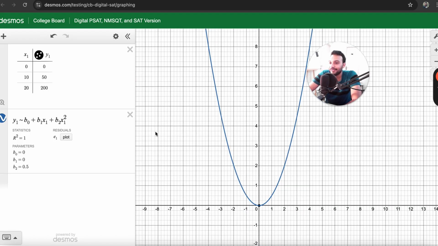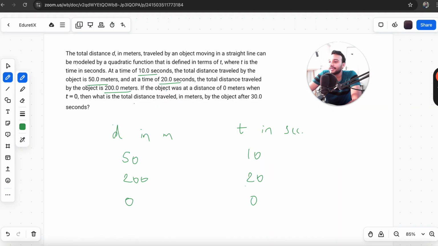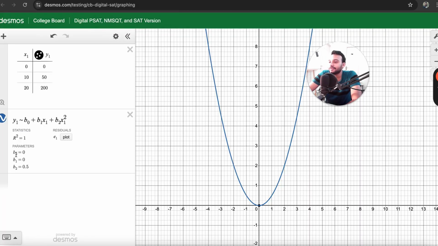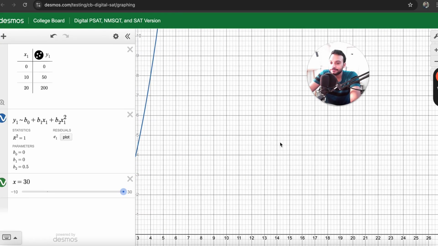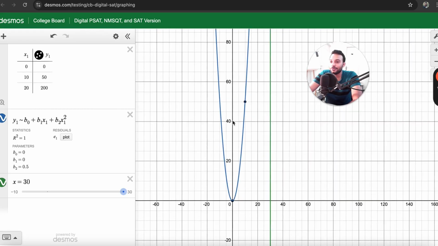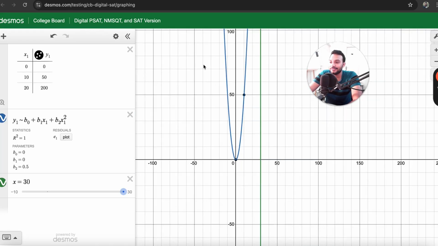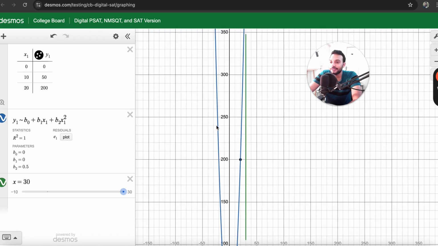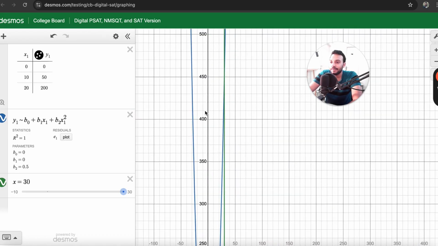It's right here in front of us. And what are they asking? Distance traveled in meters by the object after 30 seconds. Simply put, x is equal to 30. So let's zoom out in order to be able to see the answer easily. X is equal to 30. Let's see where it meets the graph. Okay, and this is the point, 30, 450.